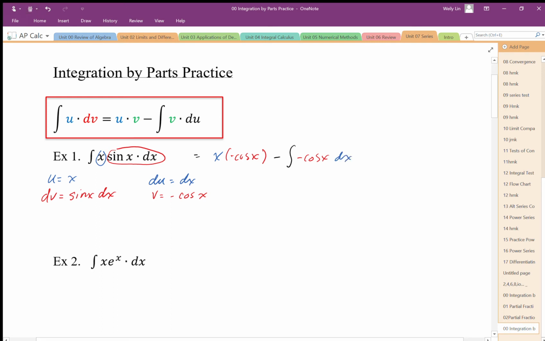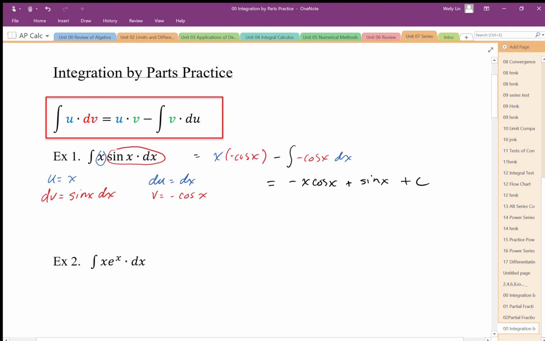And so what we've then generated is, when we look at this piece here, we have to evaluate, is this easier than what I started with? Yes. In fact, it's one I can evaluate. So now I can just continue. This integral then is going to be negative x cos x plus the antiderivative of cos, which is going to be sine, and then we have a plus c.